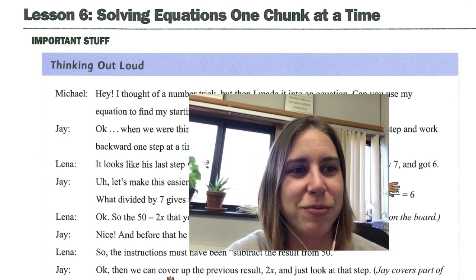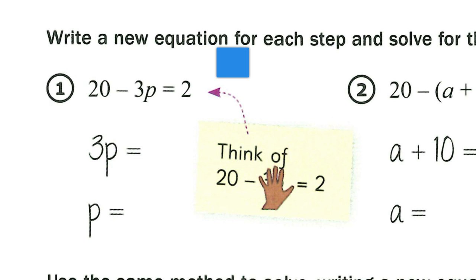Here we go. In our first equation, number 1, we have 20 minus 3p equals 2. And this little note is showing us how to break this into chunks. We're going to think of 20 minus what, we're going to cover this up, equals 2. So I'm going to use this blue square and cover it up. 20 minus what equals 2? And I know that that's going to be 18.